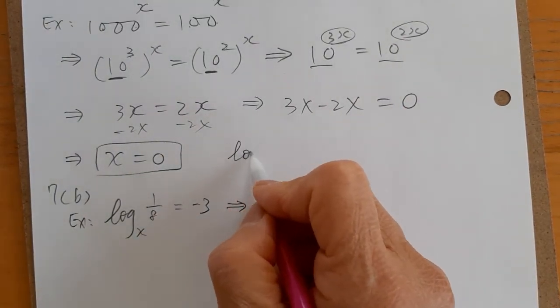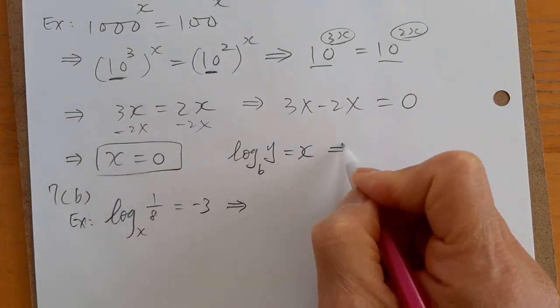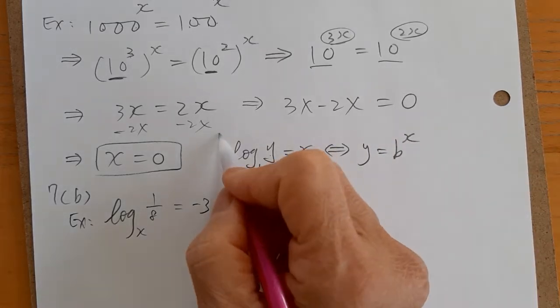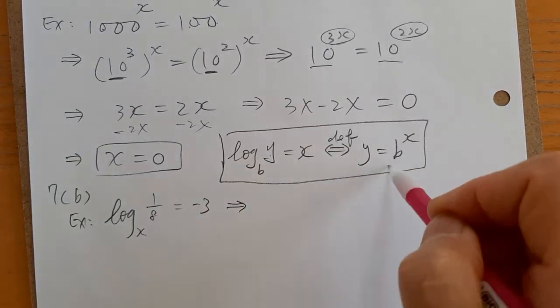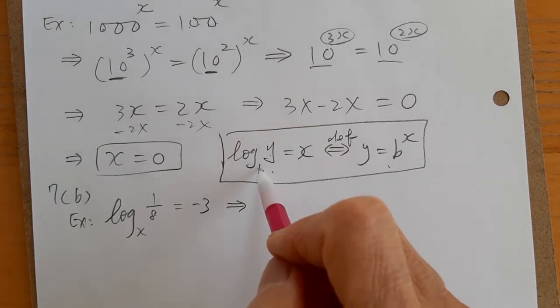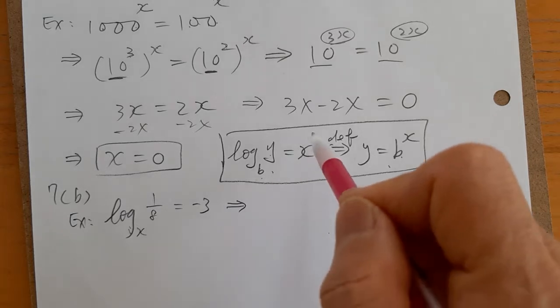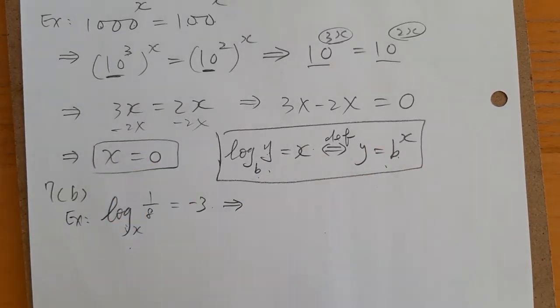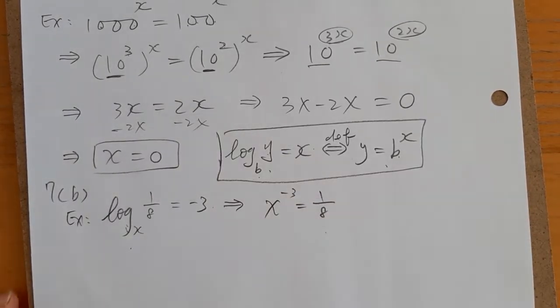How to change? The formula: log base b of y equals x is equivalent to b to the power x equals y. That is the definition of logarithm. You can change from exponential form to logarithm form and back. So this given logarithm form changes to exponential form, b to the power x equals y. So x to the power negative 3 equals 1/8.